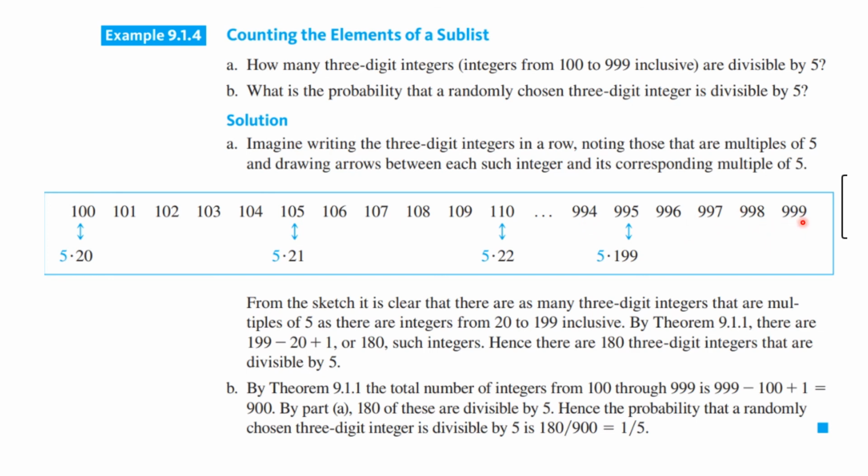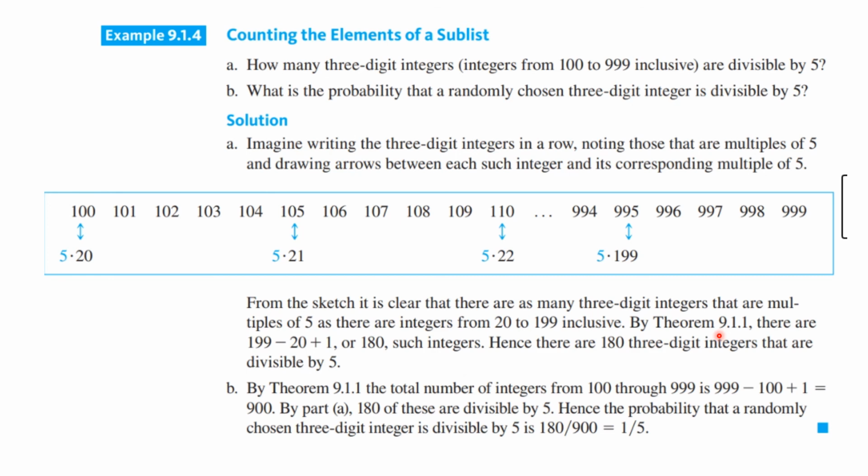But now we're going to draw arrows for each integer and its corresponding multiple of 5. So you see 5 times 20 is going to be 100. 5 times 21 is this. 5 times 22 is that. It turns out 5 times 199 is this, and there are no more multiples of 5, so that's the last one. So from this sketch, it is clear that there are as many 3-digit integers that are multiples of 5 as there are integers from 20 to 199. We did 20, 21, all the way up to 199.